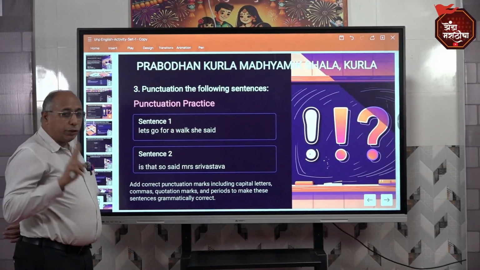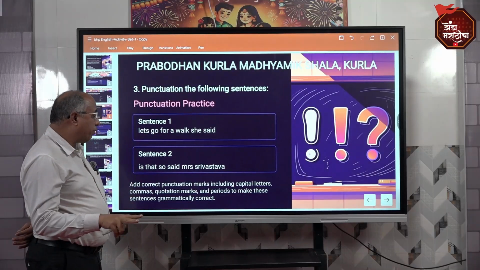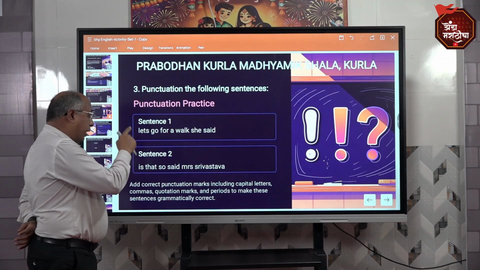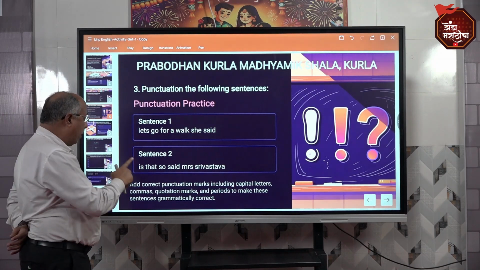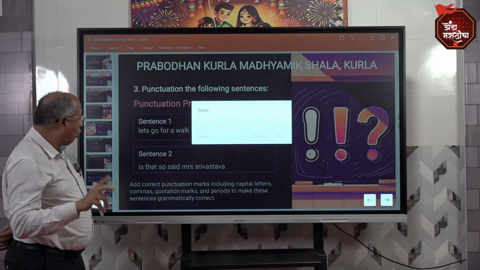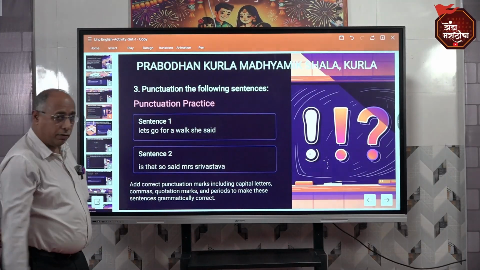In this activity, two sentences will be given, sometimes of different kinds, or sometimes they can be the same. Each sentence will carry 1 mark. So 1 plus 1 is equal to 2 marks. It means each activity carries 2 marks. So 4 into 2 is equal to 8.